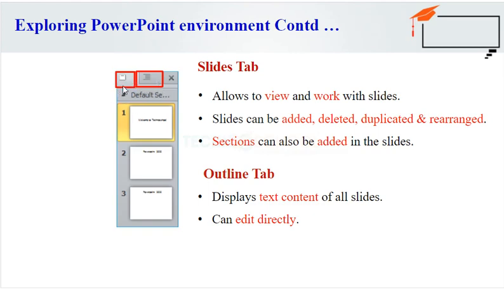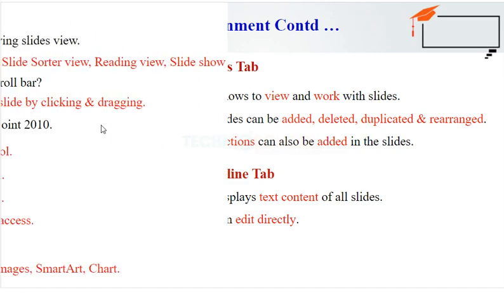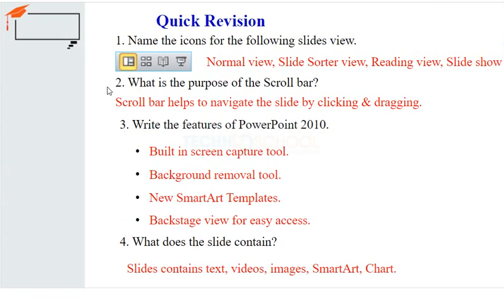These 2 options are also very important. This is the slides tab and this is the outline tab. First one is the slides tab, right? This allows us to view and work with slides, and also we can add or delete, or we can duplicate and rearrange the slides, and sections can also be added in this slide. Second one is the outline tab. It displays the text content of all slides and here we can edit directly.